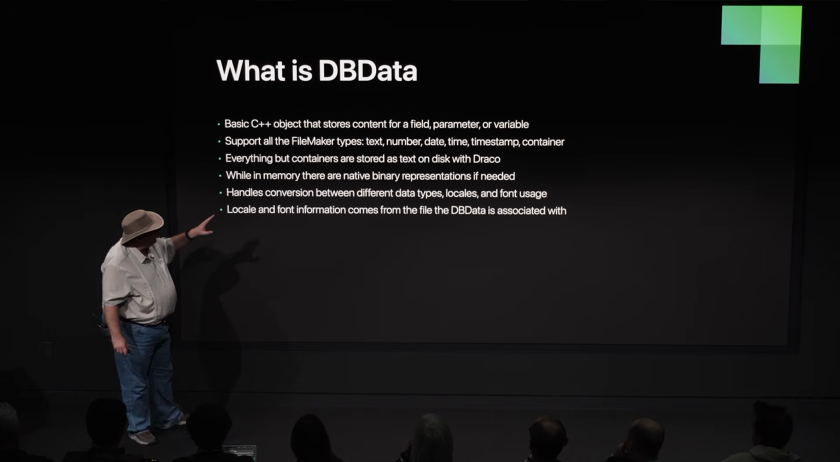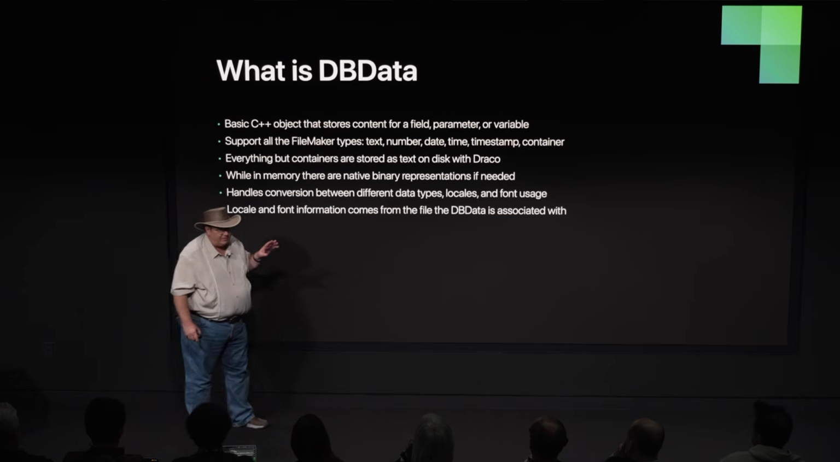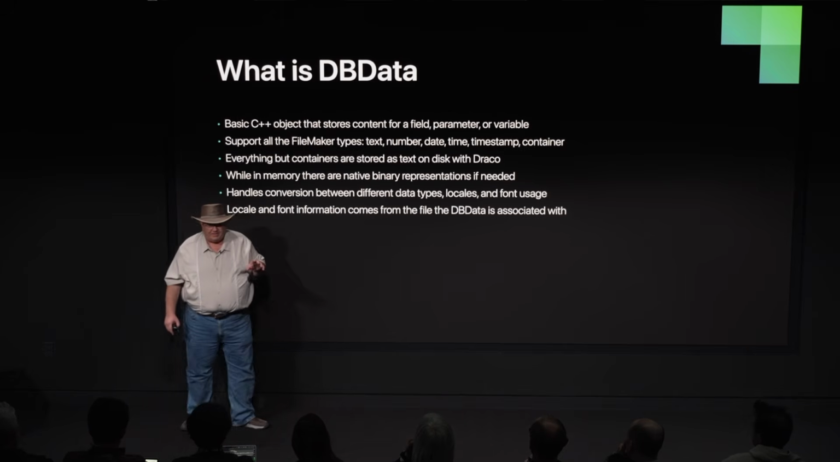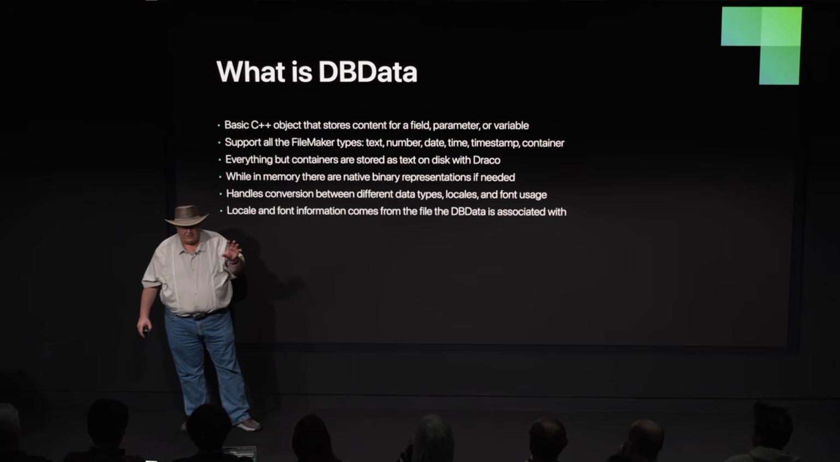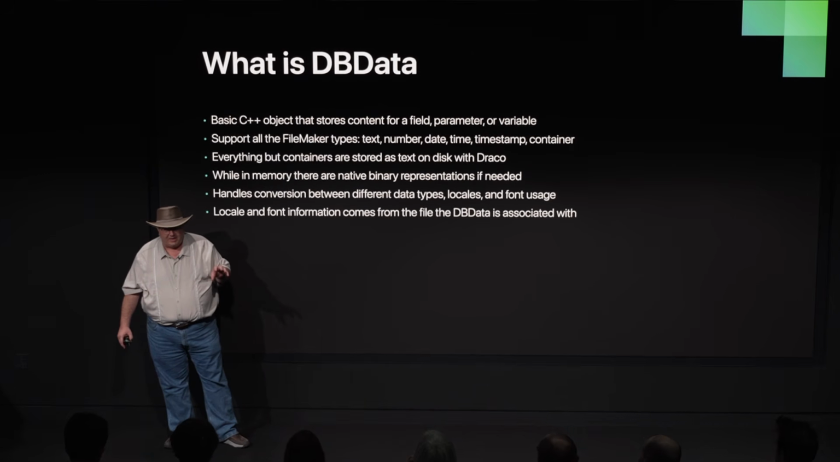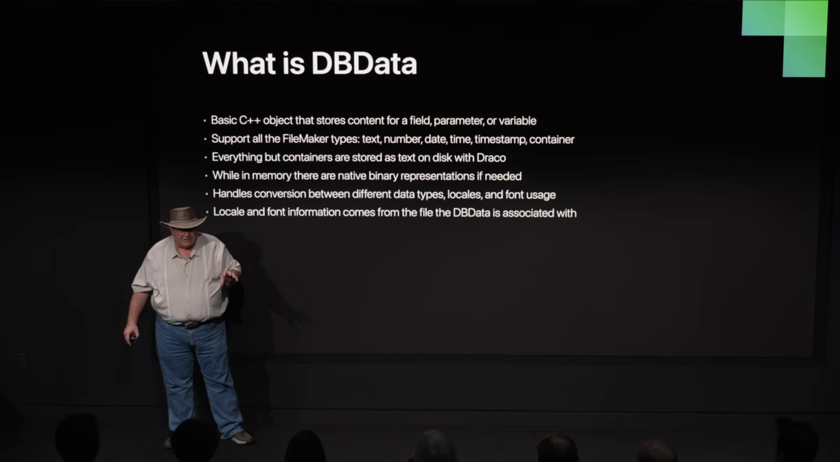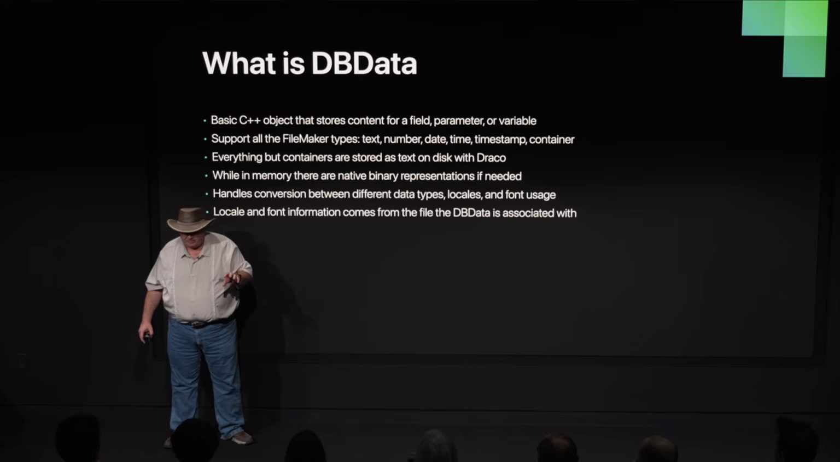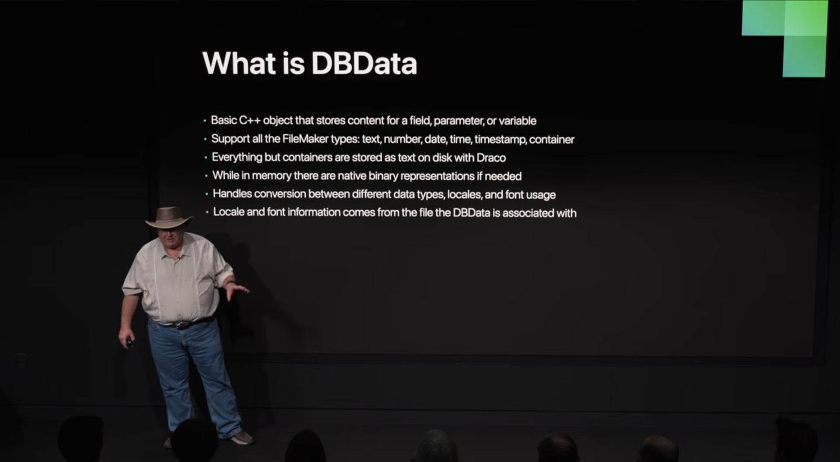Everything but containers in FileMaker is stored as text on disk in Draco. So whether it's a number, date, time, timestamp, or text, it's all stored as text internally. We don't have a binary representation of numbers or of date times that we store there. This is one of the reasons why inside the database manager you can switch between date and time and number and text and all those changes, and it basically doesn't have to do anything because the text remains the same. It's just how we treat it. And it really affects how the DB data object works on that object depending on the type, how it treats the text when it's doing calculations on it.